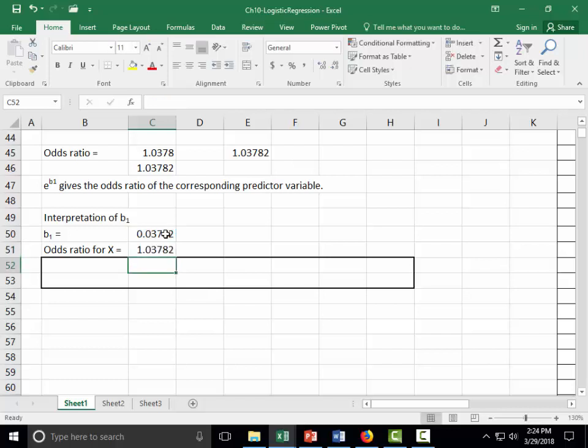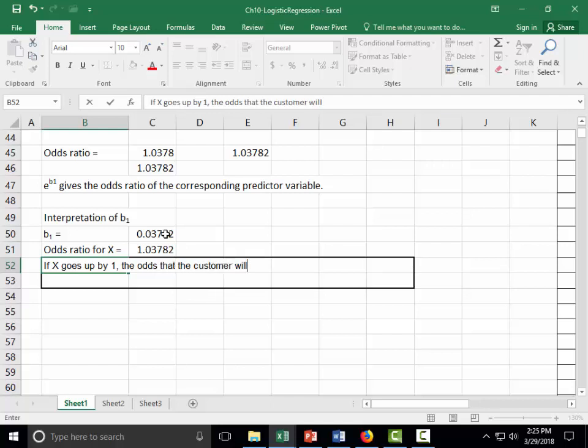So here X is income. If X goes up by 1, the odds that the customer will accept the loan offer will increase by a factor of 1.03782.